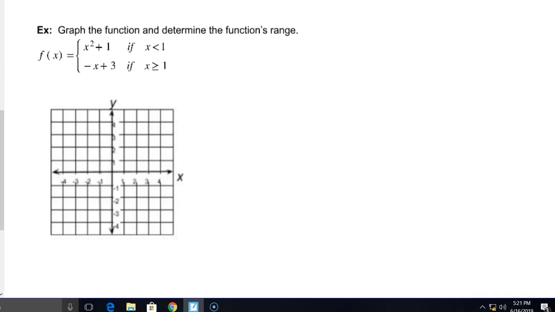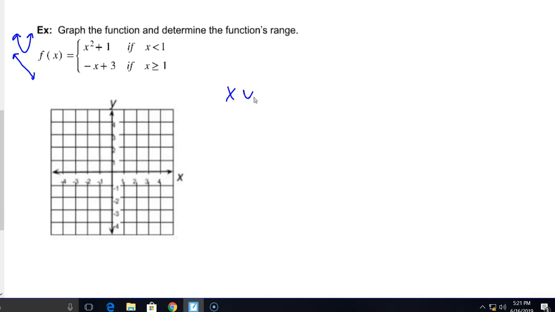Okay? And our last problem for today, we're going to look at graphing this piecewise function. Notice I have an x squared plus 1, which I hope you remember is a U shape for a parabola. And this is a line, and it has a negative slope, so it's going to be a line that goes like this. And we're going to piece those together around the breakpoint of x equaling 1, okay?